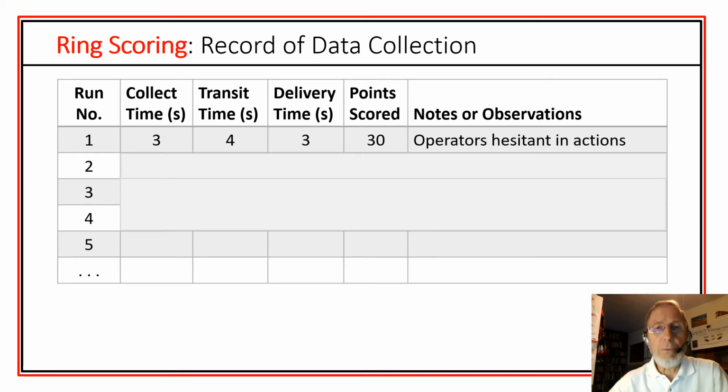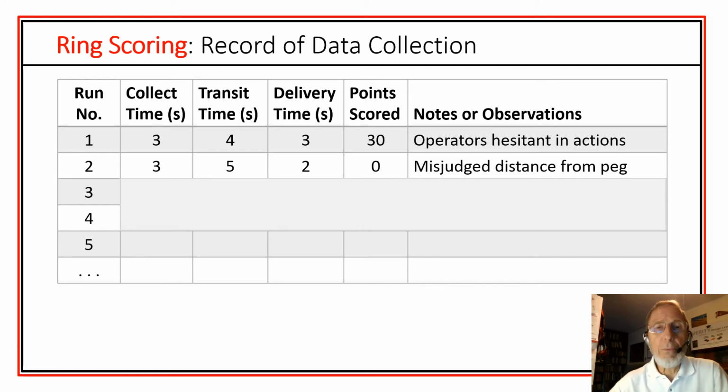Let's say in the first run, it took us 3 seconds to collect a ring, 4 to transit across the field, 3 for delivering it onto the peg, and we've resulted in a 30-point score. It might be noteworthy to say that, this first test, the operator seemed to be very hesitant in their actions. So it's a good note to make here. Let's look at the second run.